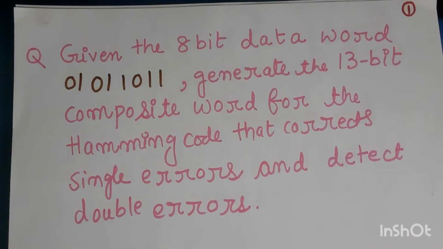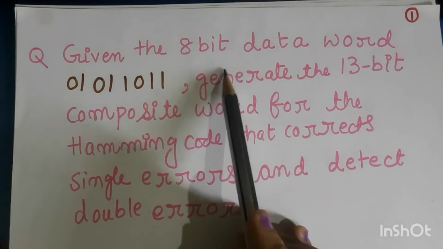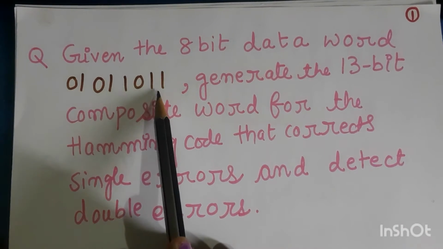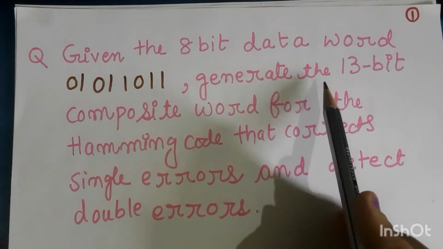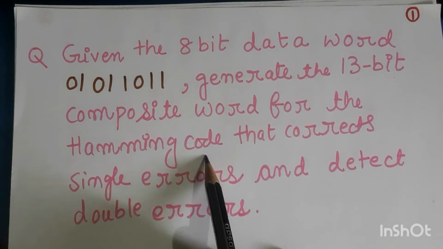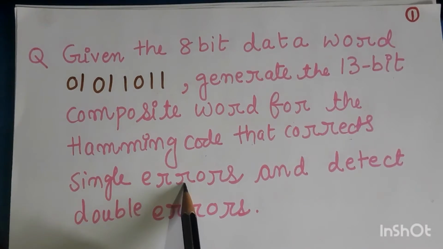Today we are going to solve some of the digital electronics problems on Hamming code. These questions are being taken from the Morris Mano book. Okay, the first problem which we are going to solve is like that. Given the 8-bit data word 01011011, generate the 13-bit composite word for the Hamming code that corrects single error and detects double errors.